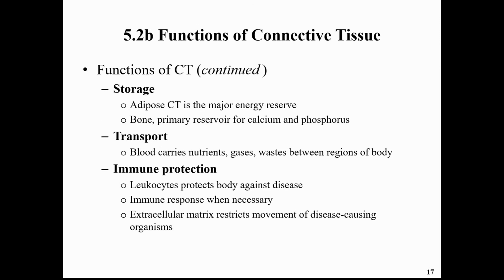Connective tissue can be used as a storage medium. Adipose connective tissue is our major energy reserve. And bone actually has a lot of storage capacity in it too. We use connective tissue for transport, such as blood carrying nutrients and gases and waste products. And the white blood cells, again part of connective tissue, are there for immune protection.